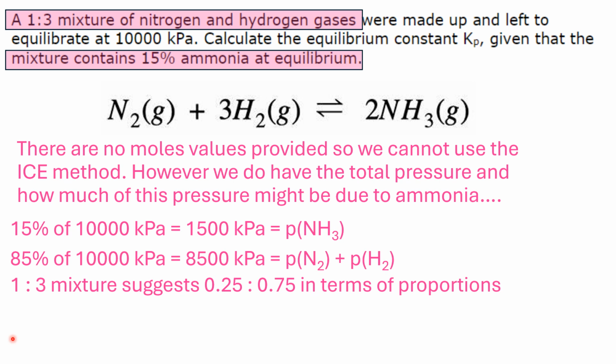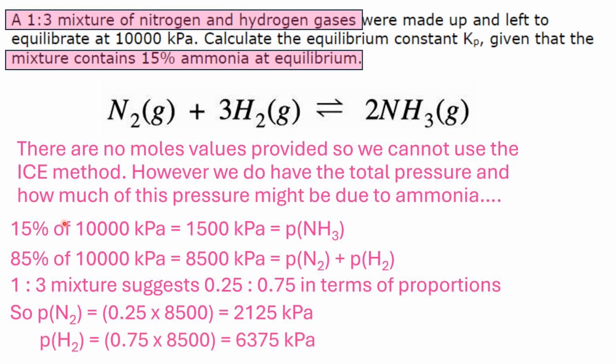Now it says the 1-to-3 mixture of nitrogen and hydrogen at the start. That suggests 0.25 to 0.75 in terms of proportions. So for the nitrogen, you take the 8,500 that it forms part of, and you multiply that by 0.25 or a quarter, and that gives you 2,125. You do the same with the hydrogen, but this time using 0.75, and you get 6,375.